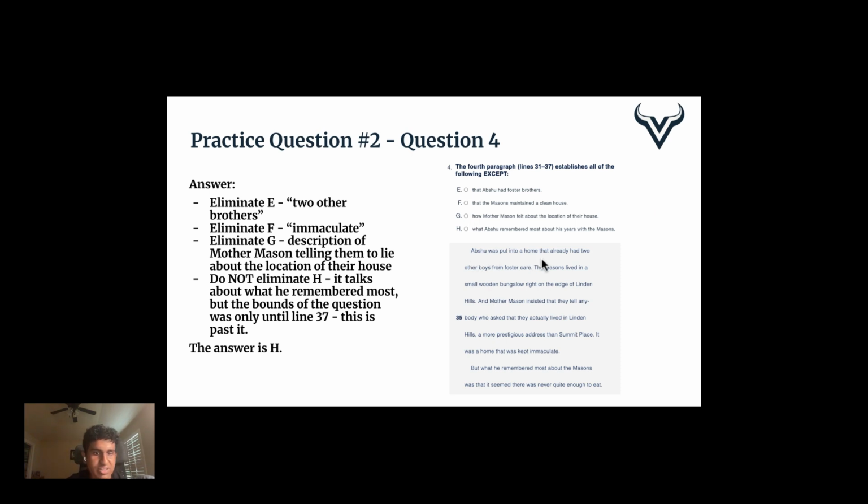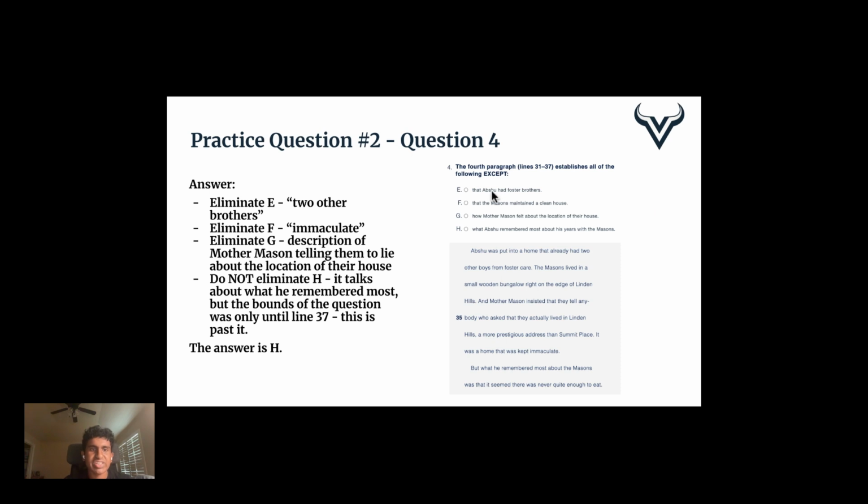Abshu was put in a home that already had two other boys from foster care. The Masons lived in a small wooden bungalow right on the edge of Linden Hills. And Mother Mason insisted that they tell anybody who asked that they actually lived in Linden Hills, a more prestigious address than Summit Place. It was a home that was kept immaculate. But what he remembered most about the Masons was that it seemed there was never quite enough to eat.